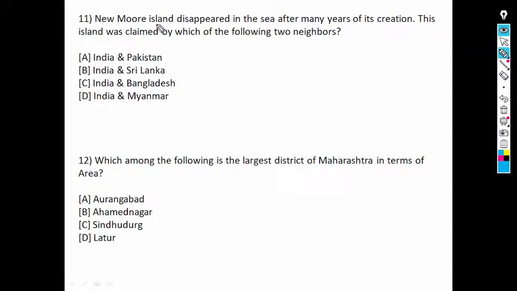We further discuss the New Moore Island, which disappeared in the sea after many years of its creation. This island was claimed by which of the following 2 neighbors? India and Pakistan, India and Sri Lanka, India and Bangladesh, India and Myanmar. The answer is India and Bangladesh. The answer is C.